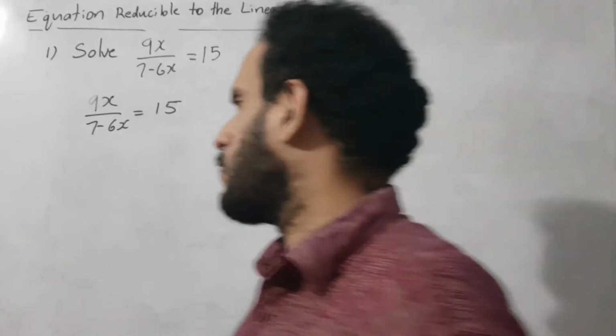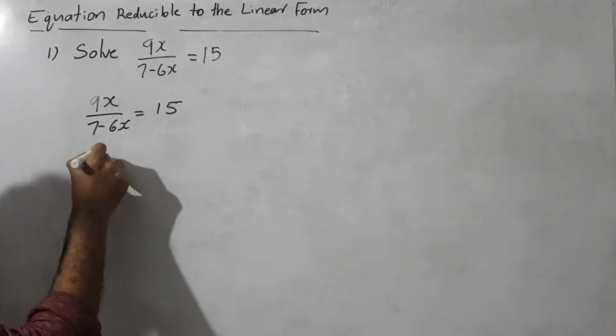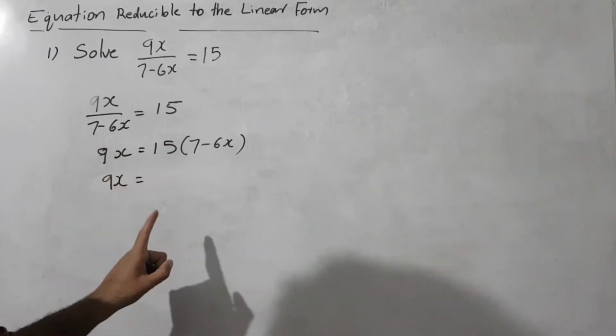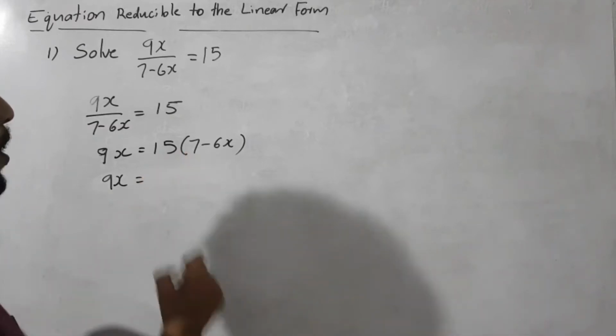Okay, then what is next? The next is 9x is equal to, next expand the bracket, 15 into 7 is 105.